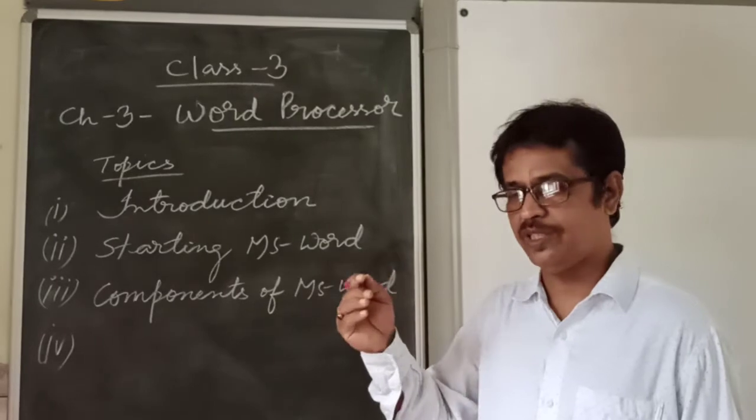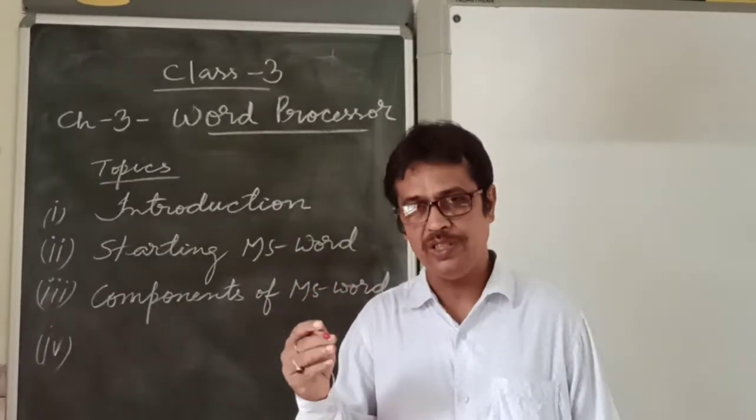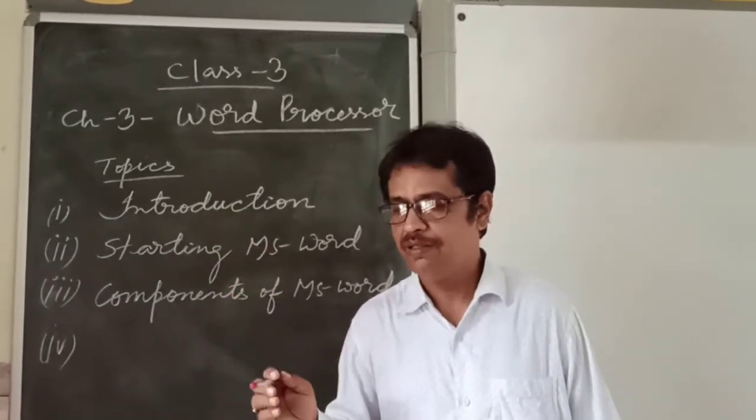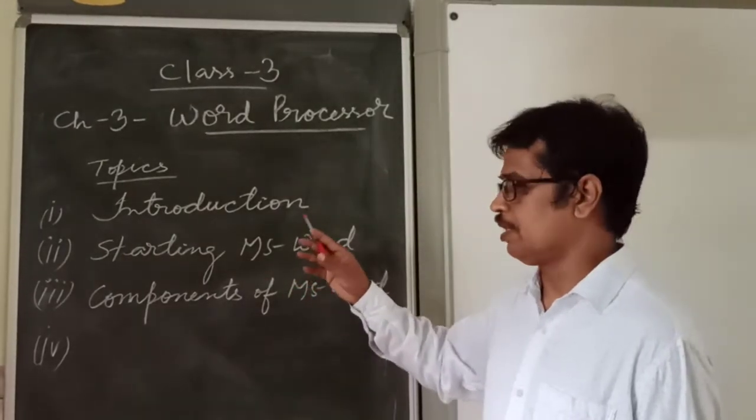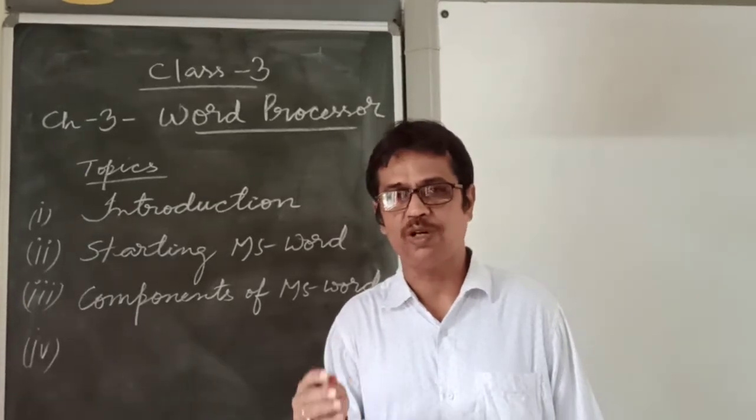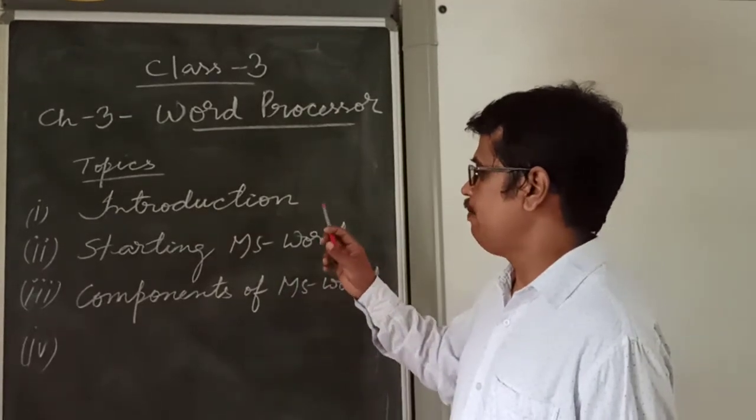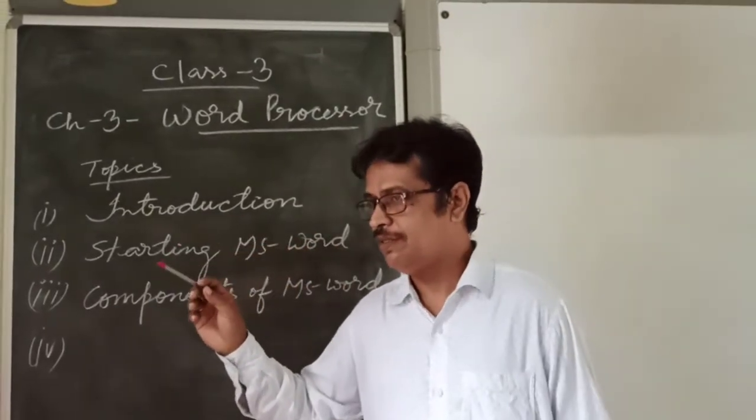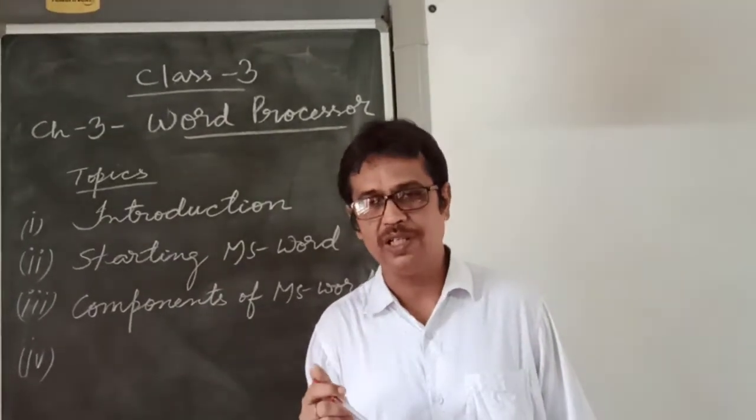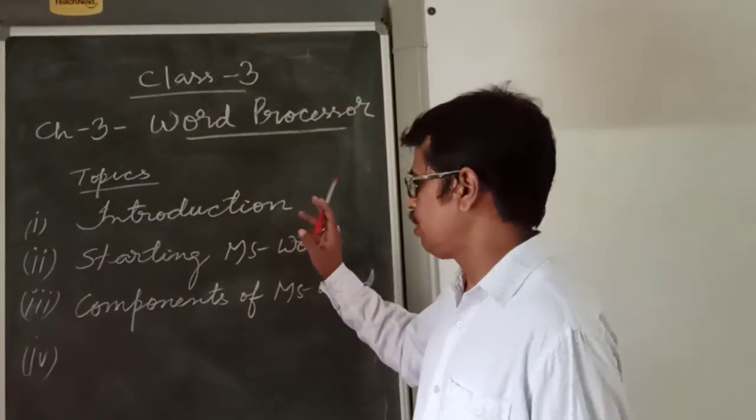Many word processing softwares are available in the market, for example MS Word, which we use, and WordStar, and many more. So these are word processing software. A word processing software allows you to create, edit, format and print a document. Today we will start the discussion about MS Word. MS Word is also a word processing software, a type of application software. So this is the introduction.